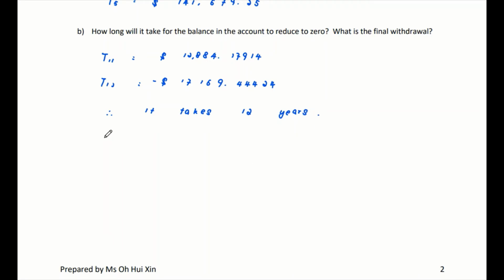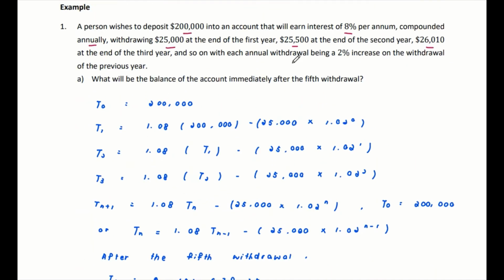Okay, so how can you find out your last withdrawal? You know that at the end of the 11th year, you are still having that amount of money, right? So this amount of money is going to still give you 8% of interest for the 12th year. So that's why using this value multiplied by 1.08, that's the final withdrawal that you can make. You can imagine that at the end of the 12th year, after interest is generated, you have this amount of money only, right? So that's why you can't afford to withdraw around 20k already.